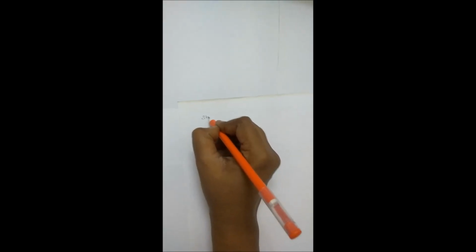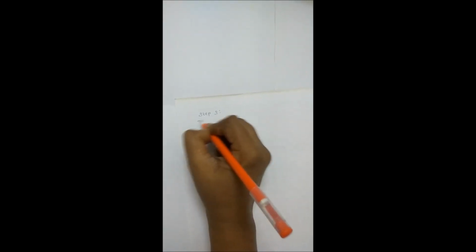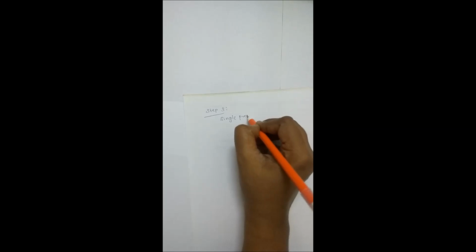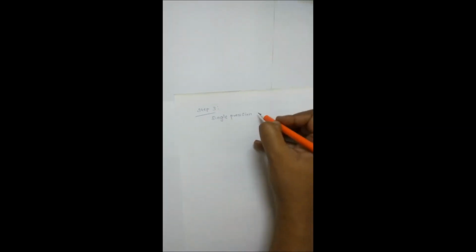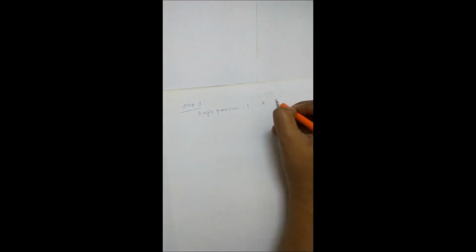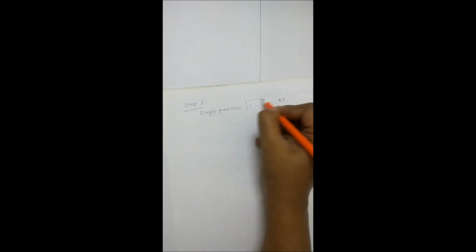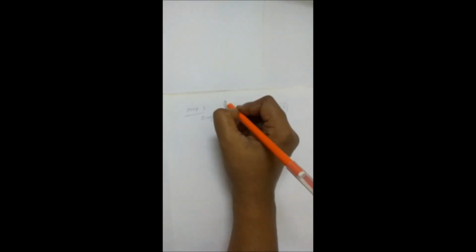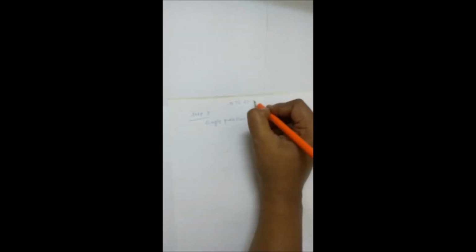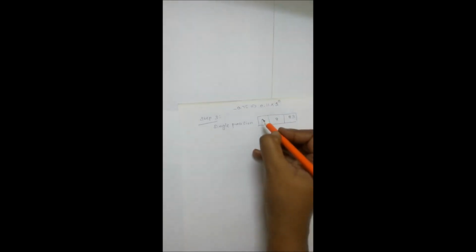Step 3: we are going to calculate for single precision. For single precision we know the format is a 1-bit sign field, an 8-bit exponent and a 23-bit mantissa field. The value we have taken is minus 0.75, for which we calculated the binary value 0.11 into 2 power 0. This is the value we got in step 2. So this is a negative number.